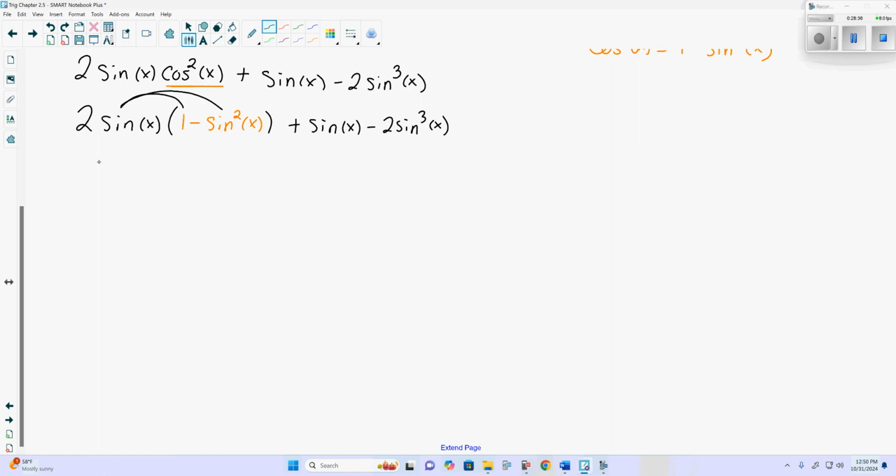2 sine of x times 1 is, well, 2 sine of x. 2 sine of x times negative sine squared is going to be negative 2 sine cubed of x, plus sine of x minus 2 sine cubed of x. And luckily enough, this is not 0.